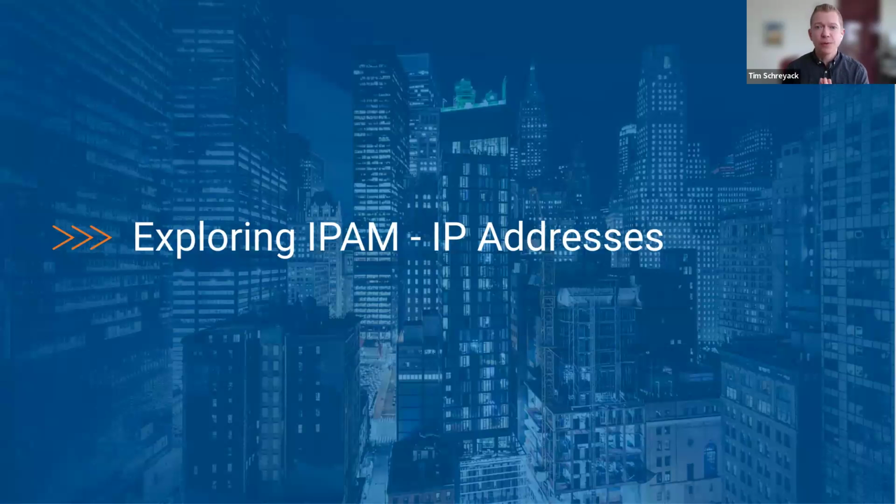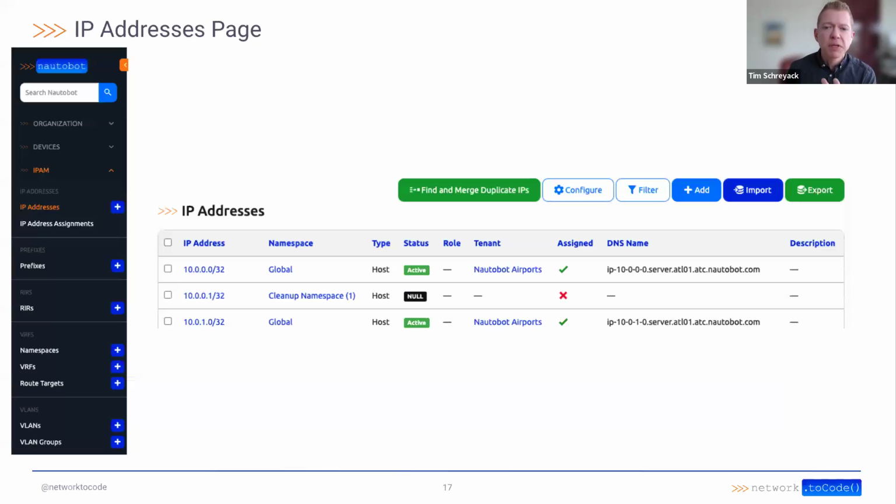Okay, so now let's dive into IP addresses. So now we've taken a look at prefixes and how we use those. Now let's start to look at our host level IP addresses, essentially our /32s. Although, of course, we all know a /32 could potentially be a network.